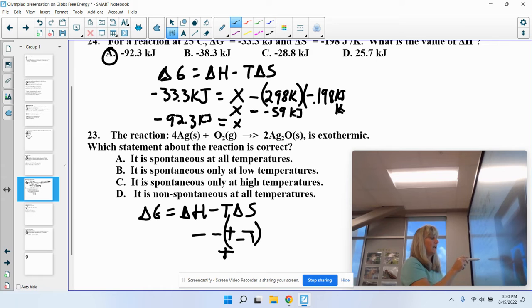So we know that low temperatures would make this term smaller, high temperatures would make this term larger. So we need it to be low temperature so that this T delta S term is less than the delta H, so that our delta G will be negative. Okay, so the only way it's going to be spontaneous is if our temperature is low. So the correct answer would be B.